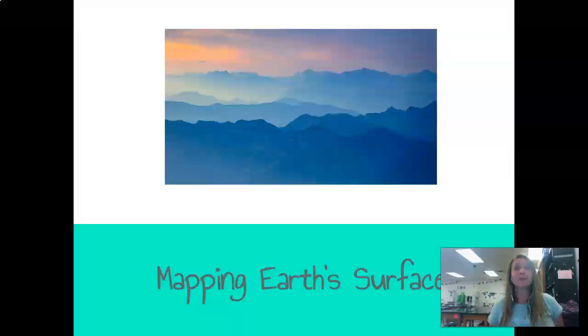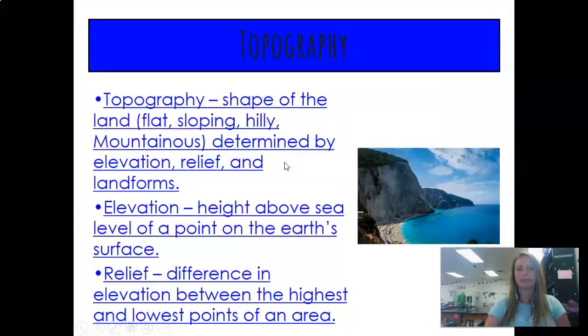Today we're really going to focus on Earth features, which are different types of landforms, and how we can represent those on a map, which is called a topography map. That's what we're going to talk about today. So grab a piece of paper and a pen or pencil, and make sure you get down everything that is underlined today, because it's going to be important. So let's go ahead and move on.